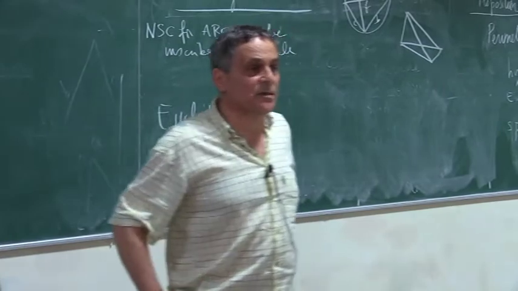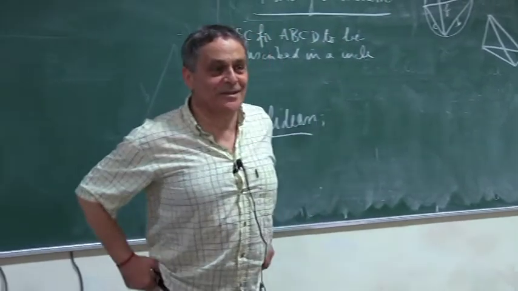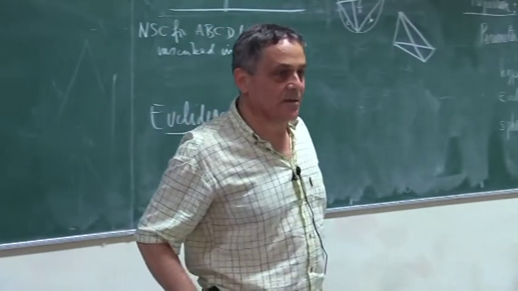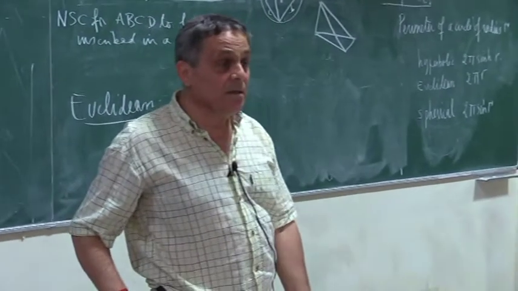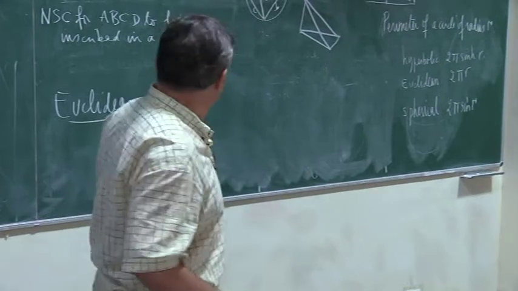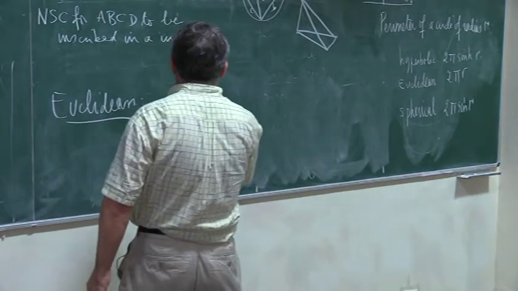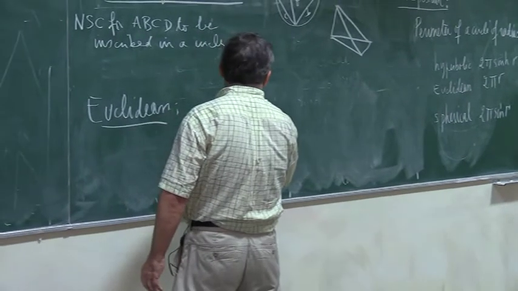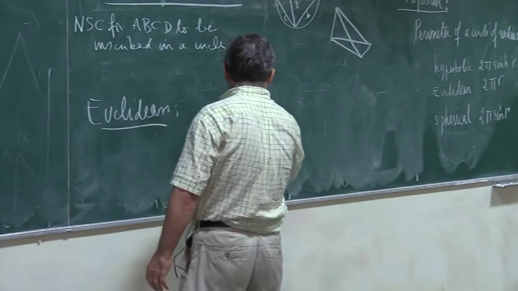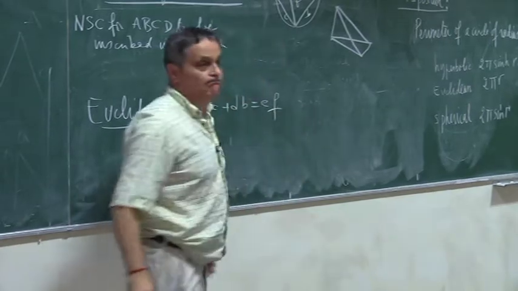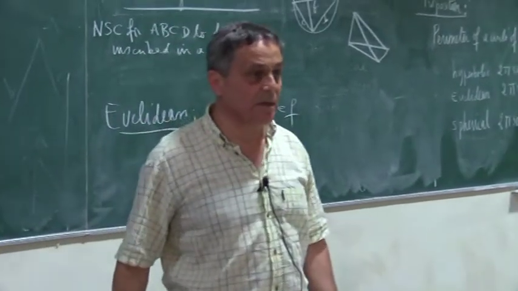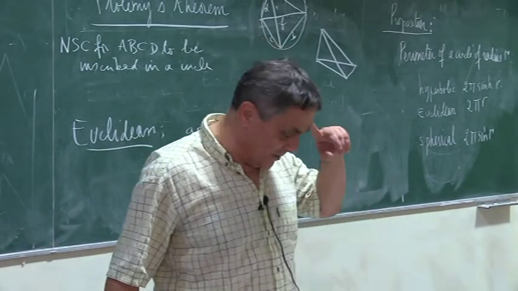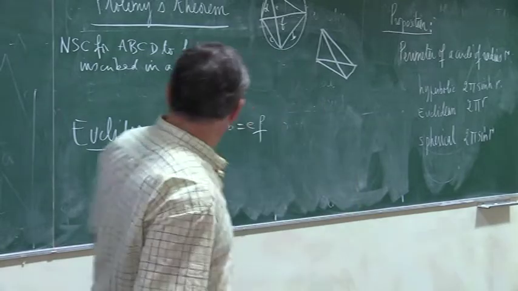Maybe Uludag knows. What is the formula for the Ptolemy theorem? Well, the formula is AC plus DB equals EF. This is the Ptolemy theorem. And you can prove it also using trigonometry. This is the formula for Ptolemy.